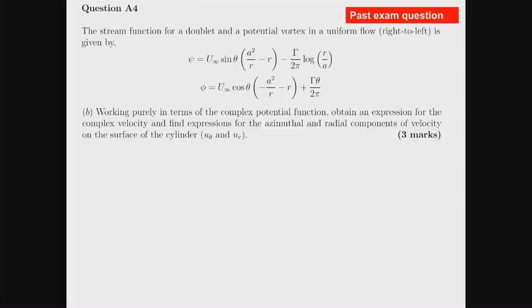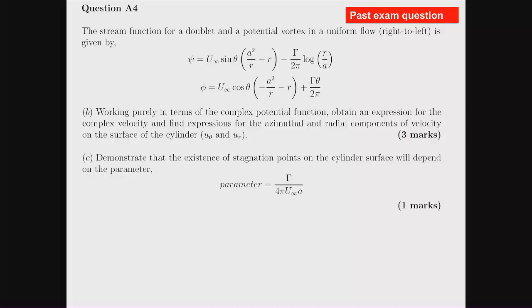Okay. Now, this is a past exam question, right? In this question, you are given phi and psi for this flow of a cylinder with a potential vortex. The first part is you're asked to derive the complex potential function W for this flow, and it's worth 3 marks, quite a bit. Next we are asked to demonstrate that the existence of the stagnation points on the cylinder surface will depend on the parameter gamma divided by 4 pi U infinity a.